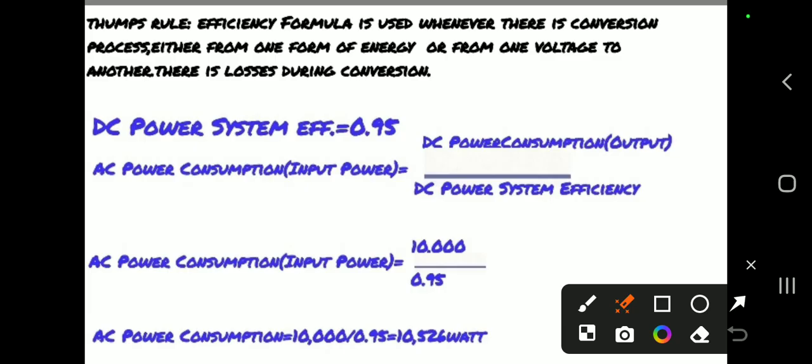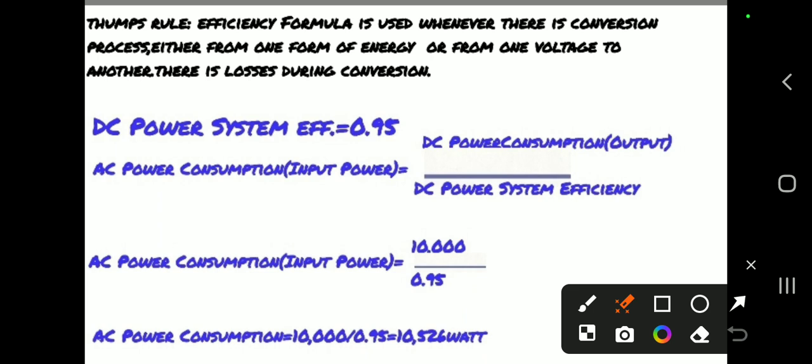Now the AC consumption input power is equal to the DC power consumption output divided by the DC power system efficiency. We know the DC power consumption output, which is 10,000 watts, and the efficiency as 0.95. So the AC power consumption input power will be equal to 10,000 watts divided by 0.95.